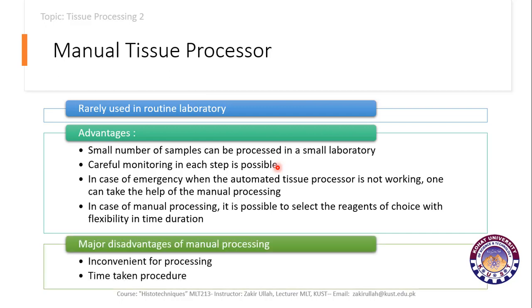The disadvantages of manual tissue processing is that it is very inconvenient to process tissue every day in these manual steps, and the second is that it is a very laborious procedure and it takes longer time to process the tissue manually.